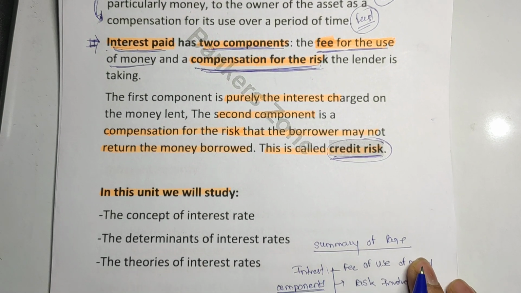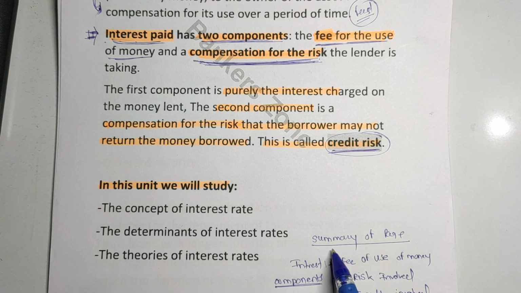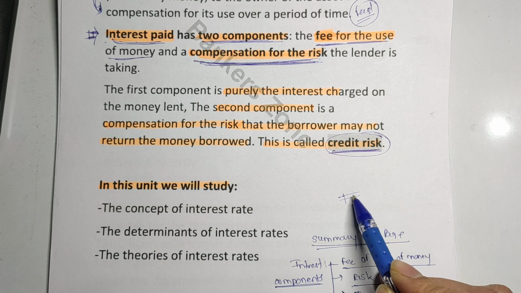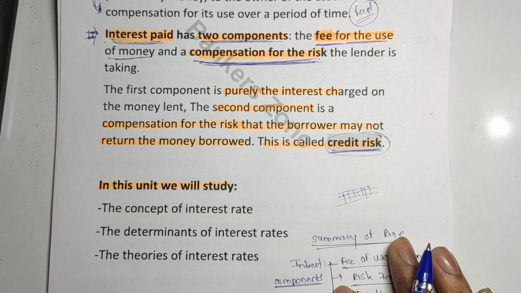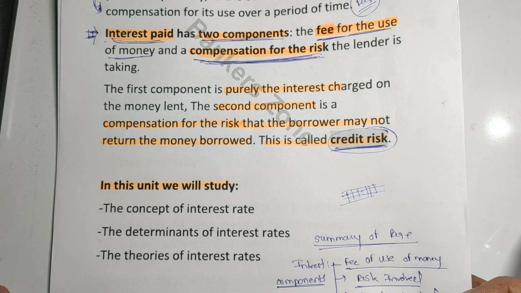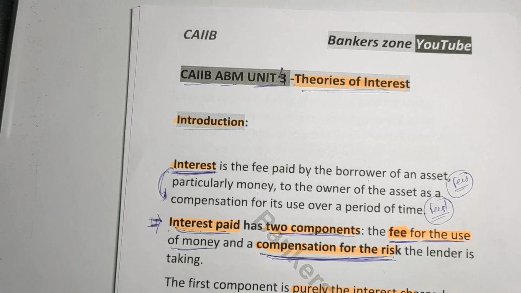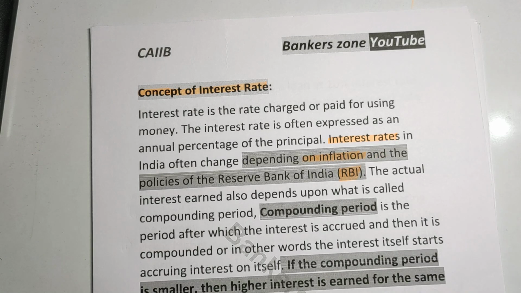But if we look at it broadly, interest has different components. The very first is the use of the money, that is the interest. And then the risk involved, the trouble involved, and if there is a different time period for the loans, then there may be a different rate of interest. This is the basic of what interest is and what its components are. Let's move to the actual syllabus.